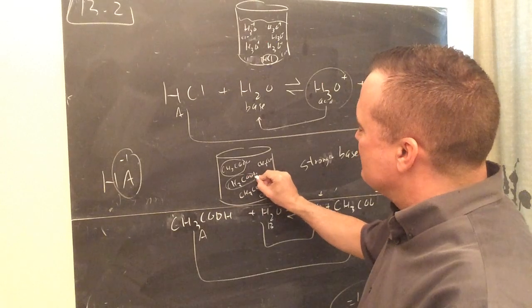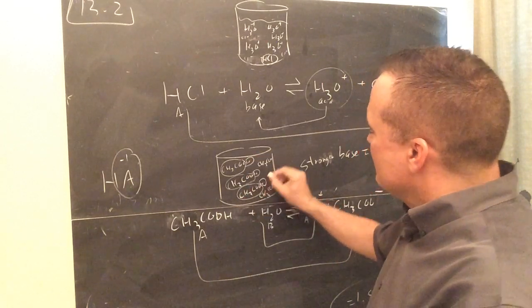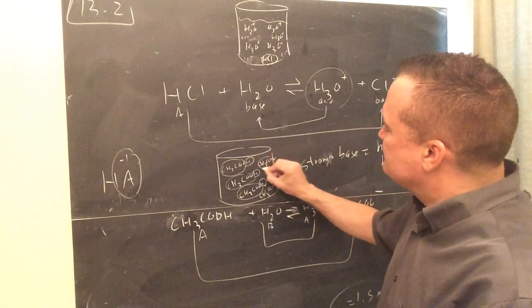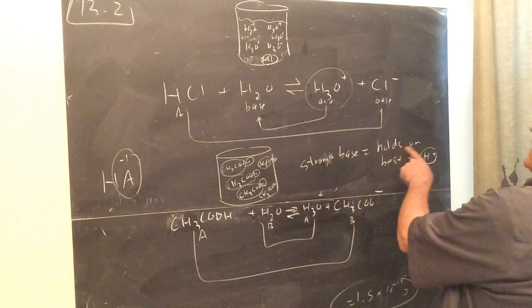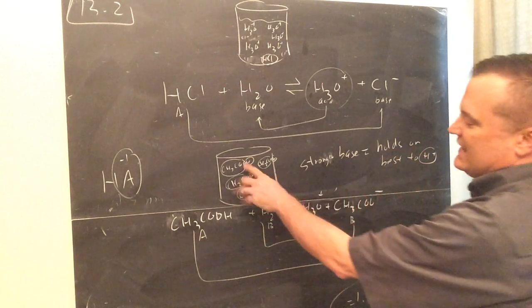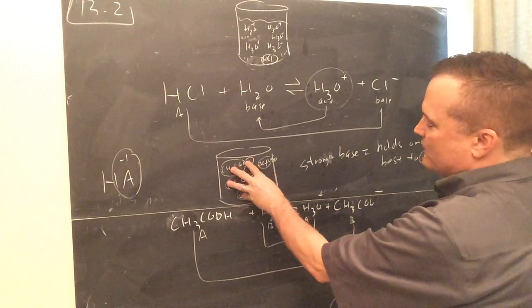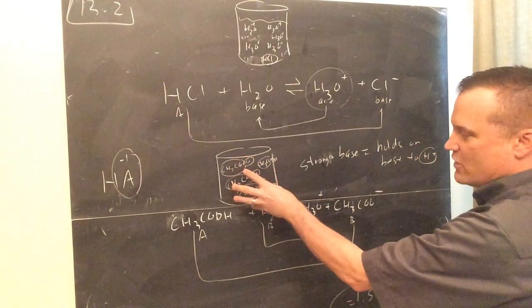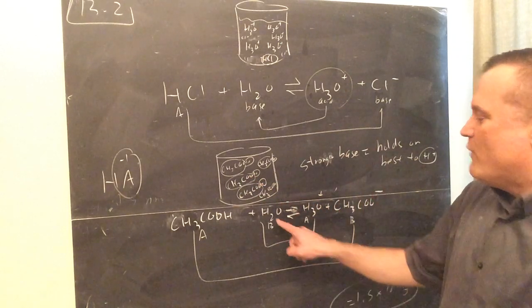CH3COO is connected to H+. Look at that, I'll draw it that way. So notice all of these are holding on to an H+. That means who's a stronger base? The stronger base is the one that holds on better to H+. In the solution, almost all of these are holding on to H+, because they're in this form. So the stronger base is CH3COO negative. The weaker base would be water.